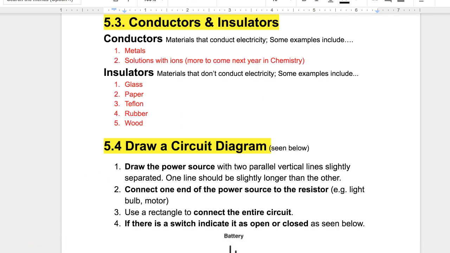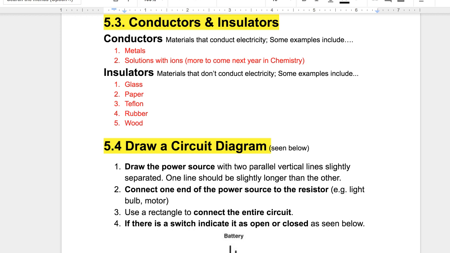What allows electricity to flow? Well, some materials conduct electricity. Metals and solutions with ions in them, you'll see more about that in chemistry next year. Both of those conduct electricity. Insulators are materials that don't conduct electricity. So glass, paper, Teflon, rubber, wood.